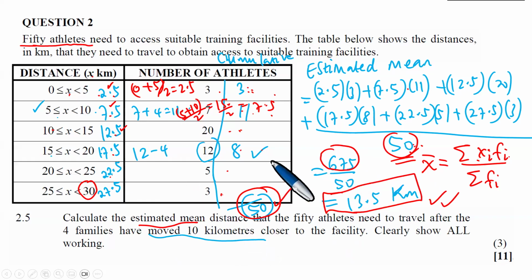You just need to do it manually. You don't use a calculator for this one. You must get the class midpoints. 0 plus 5, you divide by 2, you get 2.5.